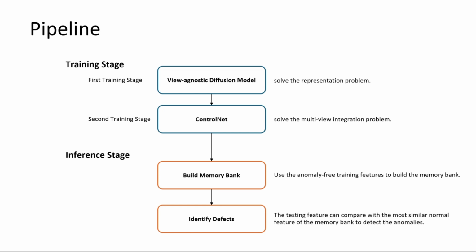This is our pipeline. In the first training stage, we learn one view agnostic diffusion model to solve the RGB and 3D normal map representation problem. In the second training stage, we add a ControlNet to our architecture to solve the multi-view integration problem. In the inference stage, we build a memory bank from all training features, and we identify defects by comparing testing features with the most similar normal features to detect the anomalies.